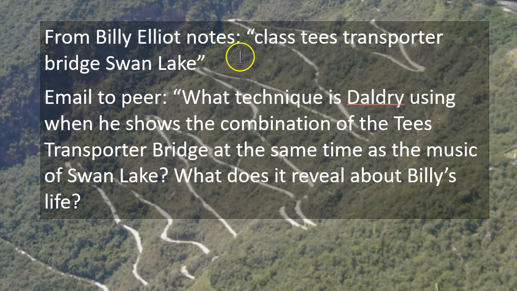So we might have in our notes something basic like class, Tees transporter bridge, Swan Lake, and hopefully we need to remember what that is actually about. We might need to ask the teacher. And then we try to turn it into a question. What technique is Daldry using when he shows the combination of the Tees transporter bridge at the same time as the music of Swan Lake? What does this reveal about Billy's life? So just anything like that is prompting their long-term memory rather than it just being all on a computer somewhere.